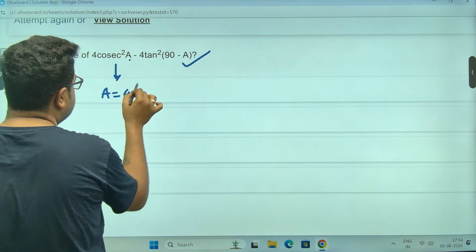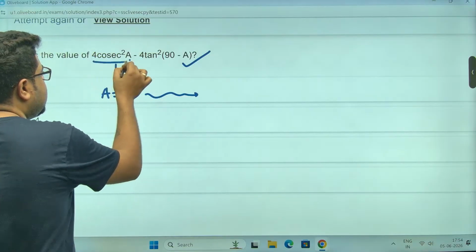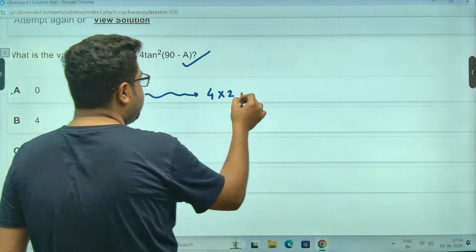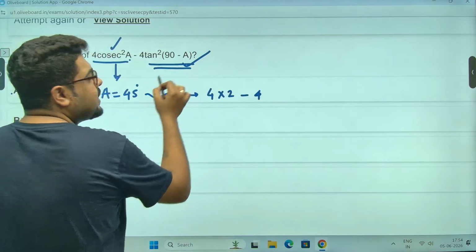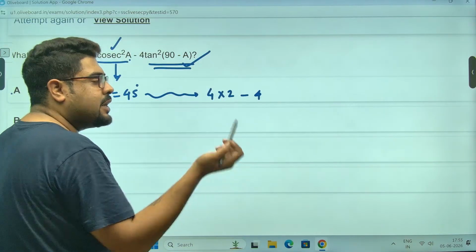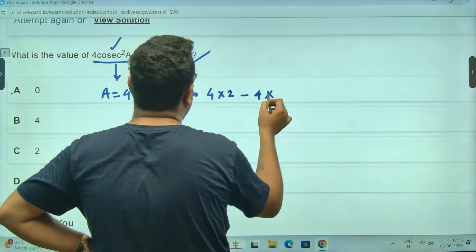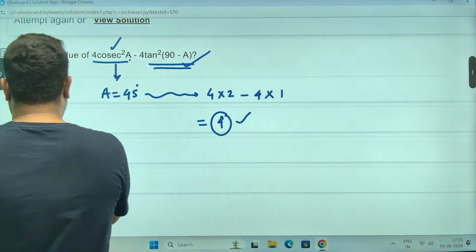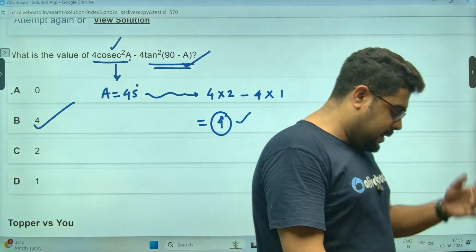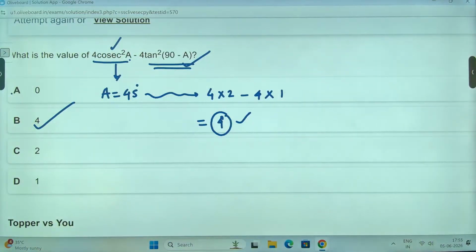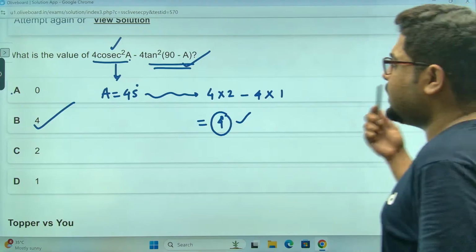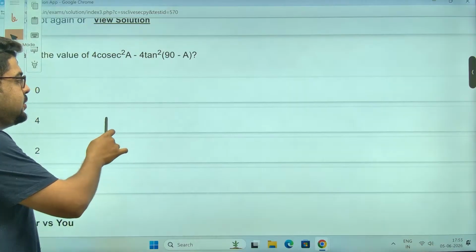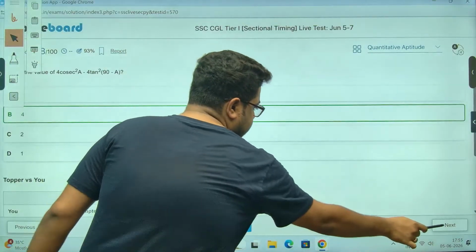The next best option. So 4 into, this is root 2, sir. Root 2 square minus cot square A, or rather 90 minus A is 45 only. So whatever you take, this is 1. So 4 into 1. My answer is going to be 4, sir. Option B, 4 is your correct answer. Here, if you wanted, you can put 30, 60, whatever you want. Remember, just don't put anything which gives you infinite. Next one, please.